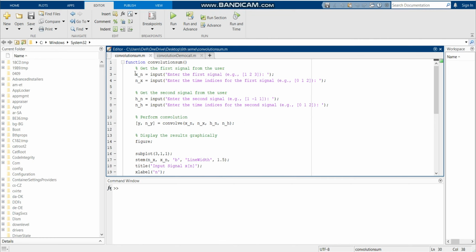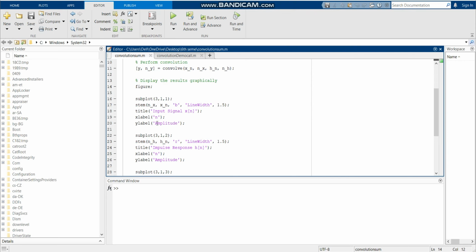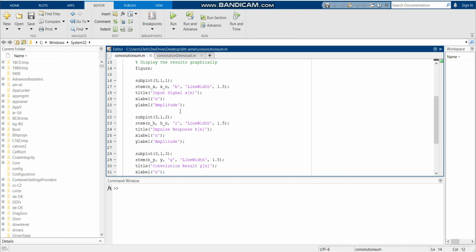Firstly, it prompts the user to enter the first signal along with its time indices, n of x. Then it again prompts the user to enter the second signal along with its time indices, n of h. Then it calls the convolve function and receives the convolution result y along with its indices, n of y. The figure statement generates a new figure in MATLAB. Different subplot commands are used to plot different graphs in the same figure.